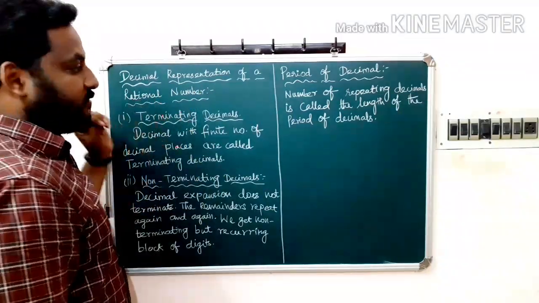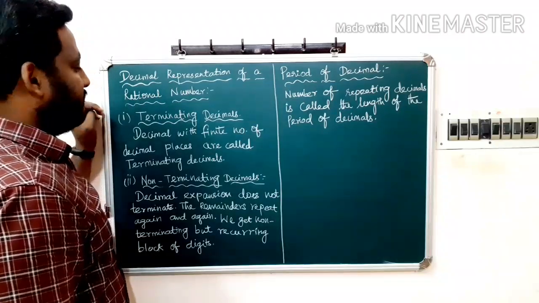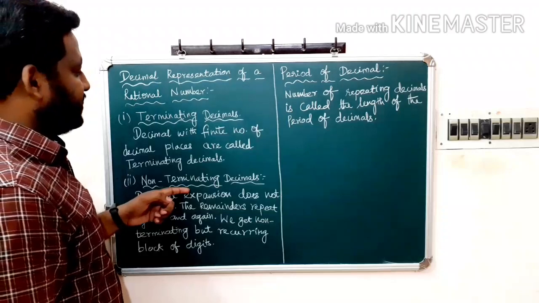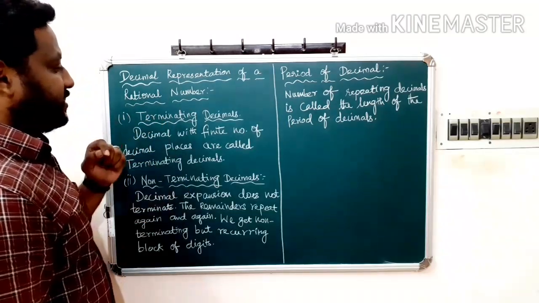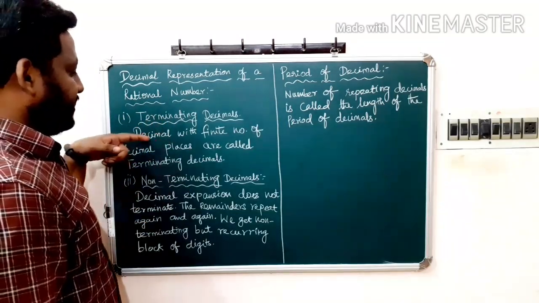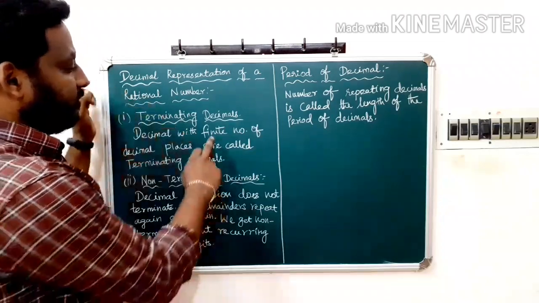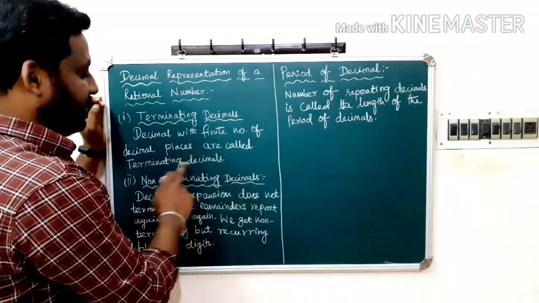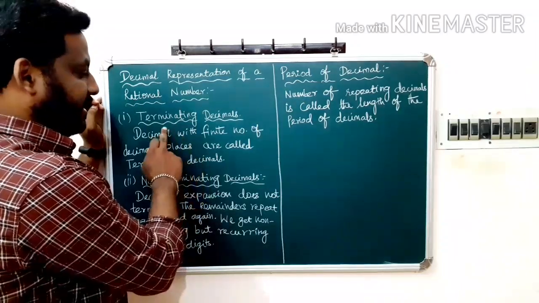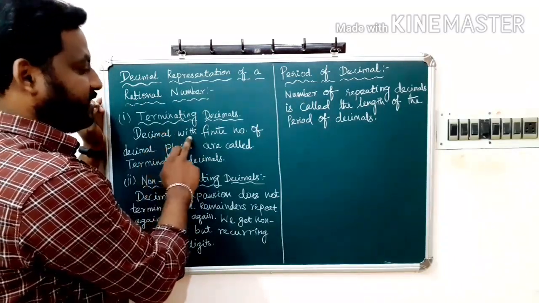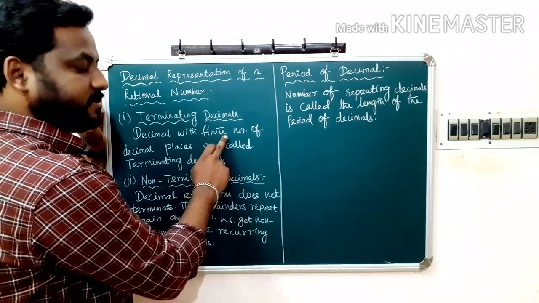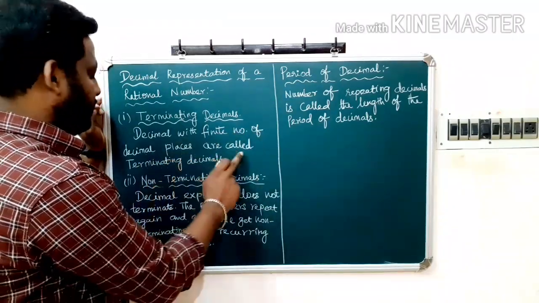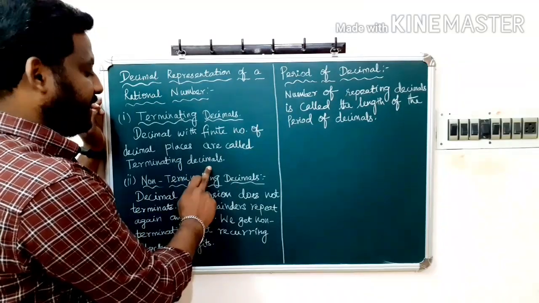There are two types of decimal representation. One is terminating decimal, another one is non-terminating decimal. What are terminating decimals? A decimal with a finite, that means countable, number of decimal places is called a terminating decimal.